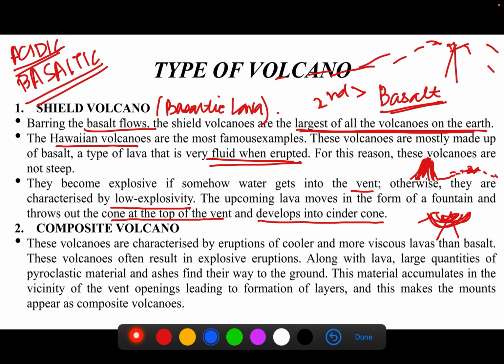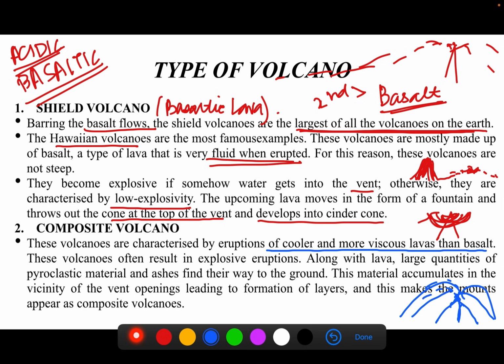So composite volcano. These volcanoes are characterized by eruptions of cooler and more viscous lava than basalt. What is basalt? Basalt is highly liquid or highly fluid, whereas viscous lava does not reach higher distances. It solidifies quickly, right? When lava comes out, it solidifies. Another lava comes out, solidifies. Another lava comes out, solidifies. This is how a composite volcano is formed.